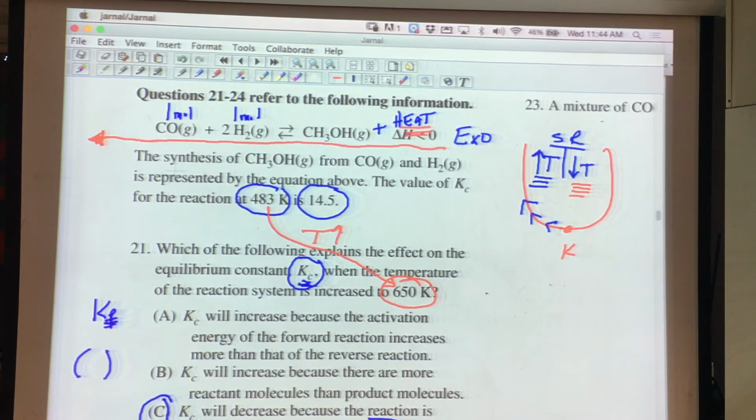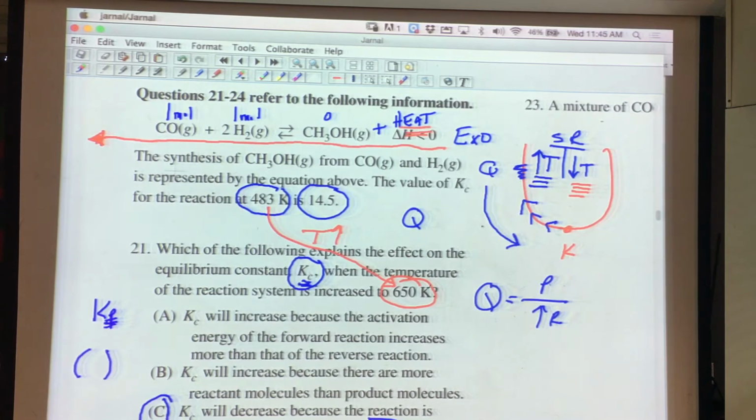So you could clearly see that Q is going to be what? There are zero products. There are so many more reactants than products, correct? So Q is going to be so much lower. Q is in this region, so the reaction is going to go forward. Now, how much forward does it go?